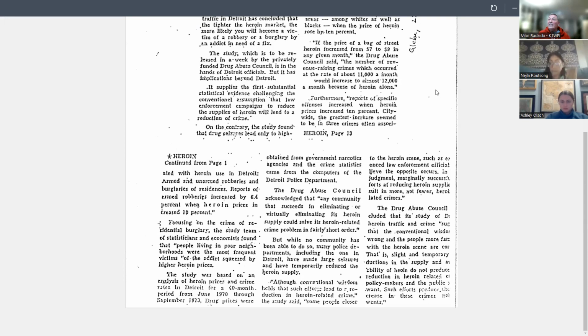So they need money, right? And it usually happens in poorer communities. It says here somewhere in there, people living in poor neighborhoods are the most frequent victims of the addicts squeezed by higher heroin prices. So, you know, if you're a poor addict, you can't afford the $7 to $9 increase. You got to commit some crimes to get the money. If you are robbing rich guys, you don't have to commit very many crimes. But if it's poor people, then you got to commit a lot of crimes to make enough money to buy the drugs, right? Okay, so that's kind of the problem.